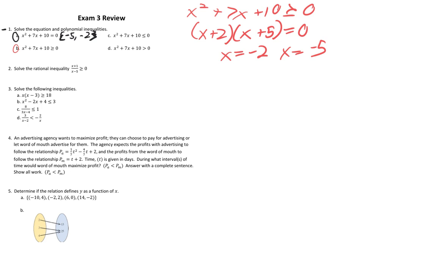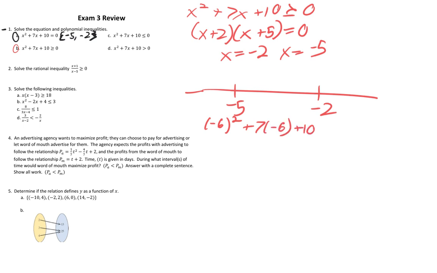So what we're going to do is create our number line and have -5, -2 here. We're going to test values on each side of it. So first value we can test is -6. So if we plug -6 into our function, so we're going to do -6 squared plus 7 times -6 plus 10. So when we do that, we get, so it's going to give us a positive number there.